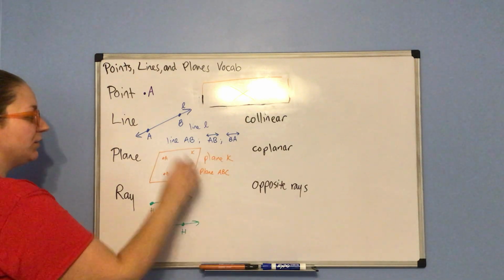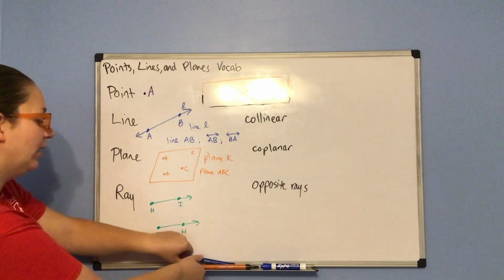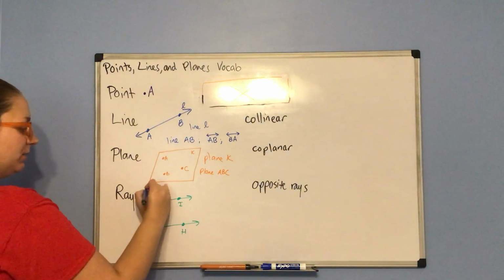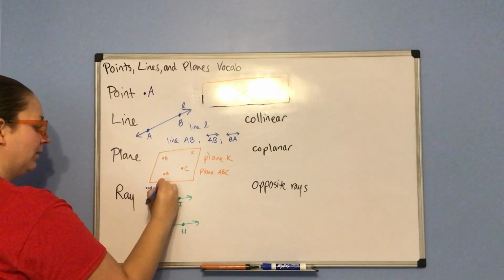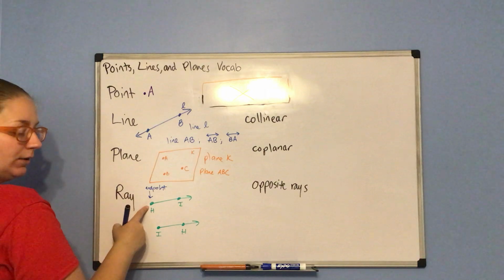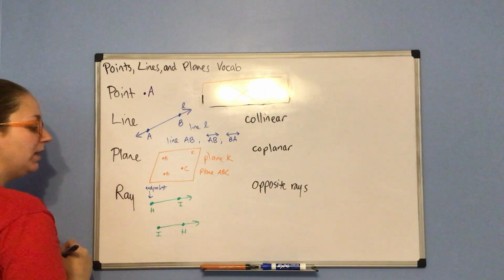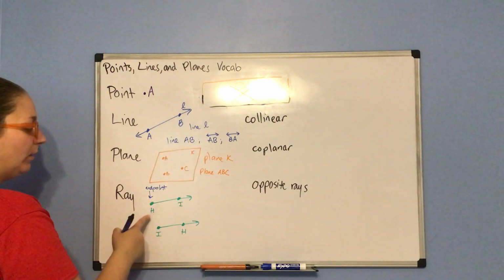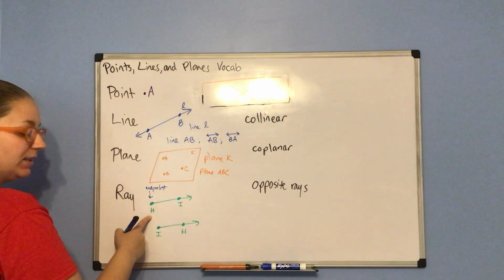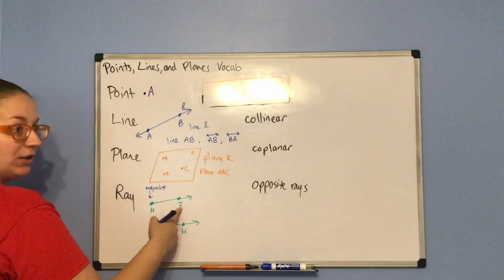A ray is sort of like a piece of a line. It has a definite endpoint. What I'm talking about is this right here. This is an endpoint. So it doesn't go on forever on this side, but on the other side it goes on forever and ever. When we name a ray, we name it by 2 points, sort of like for a line. We always name it starting with the endpoint, the end that does not have an arrow, and then what other point it is going towards.